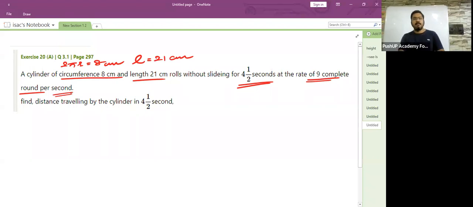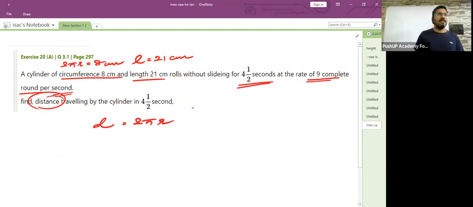Children, you have to find the distance, isn't it? You have to find the distance. So how will you find the distance? Be it a wheel or a cylinder, the distance is always what? The circumference of the cylinder or the wheel, isn't it? So if you want to find the distance, it has to be 2 pi r. Now children, they are telling you 2 pi r is equal to 8 centimeters. All right. So can we find how much is the radius of the circle?